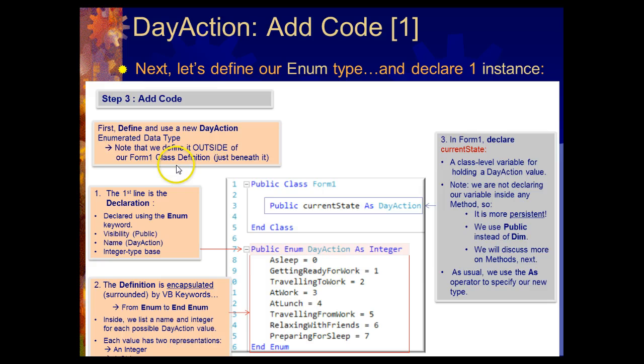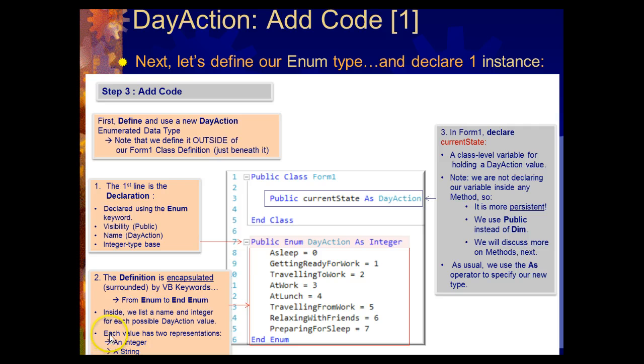And he gives a few points here. First of all, note that we define it outside of our Form 1 class definition, just beneath it. So you can see here's the end of the class, and we're going to define it down here. Notice that we use the public keyword as well. Also, he says here, each value has 2 representations: an integer, 0, 1, 2, 3, and so on, and a string, asleep, getting ready for work, traveling, and so on.